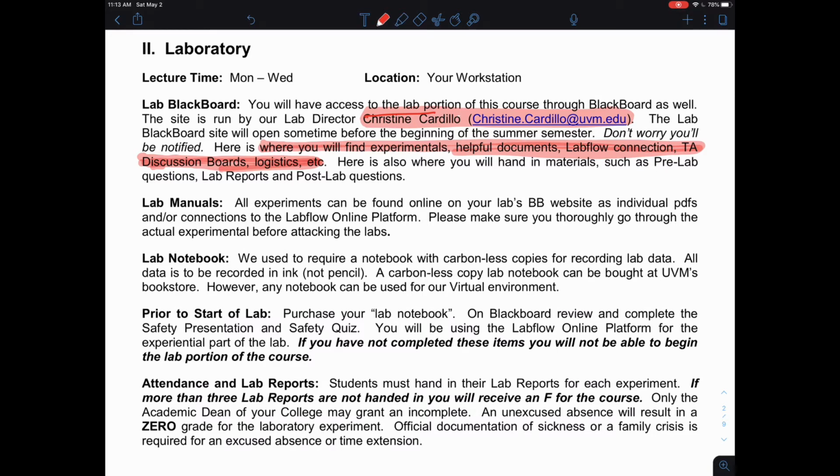I apologize. This is actually a mistake that I'll correct in the syllabus here. While I think you should review Blackboard, there is no need to take this safety presentation or safety quiz since everything is virtual these days.